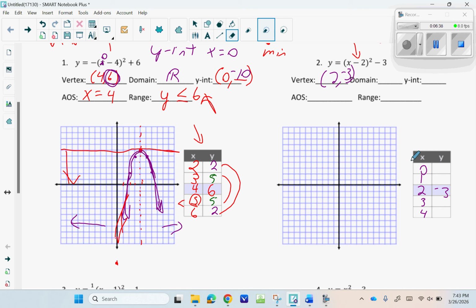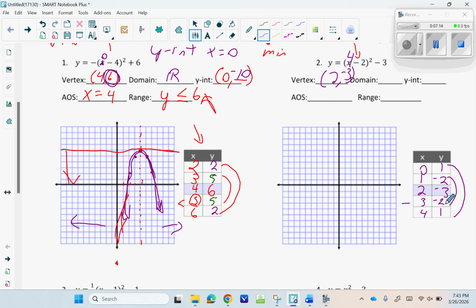Okay, so let's go ahead. I know these y values are going to be the same, and let's start plugging in. I'm going to start right there. I'm going to plug in 3. So 3 minus 2 is 1. 1 squared is 1. 1 minus 3 is -2. So this is going to be a -2, and that's going to be a -2. So let's do 4 now. 4 minus 2 is 2. 2 squared is 4. 4 minus 3 is 1.